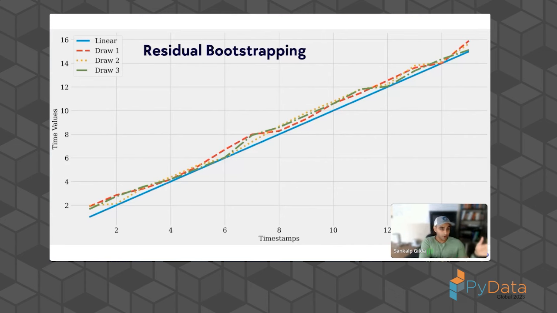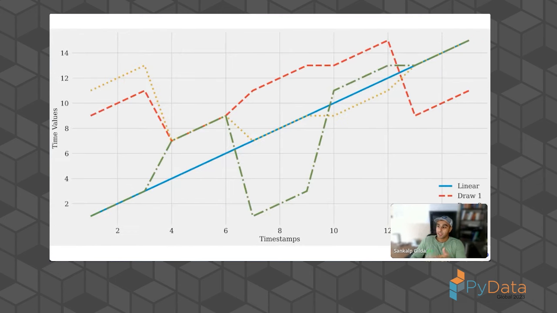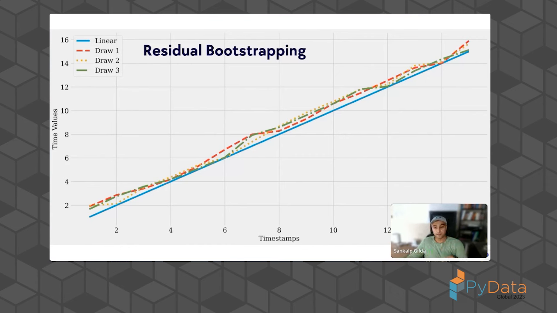So fit a model of your choice to the original data, get the residuals, resample the residuals, add them back to the fit, and that's your new time series. The difference between the resampled data here and here is, I'm sure you can see visually, quite striking. You maintain the trend. This method allows you to handle changing distributions, drifts. Since residual bootstrapping is based on a fitted model, it can better handle situations where the data distribution changes over time.